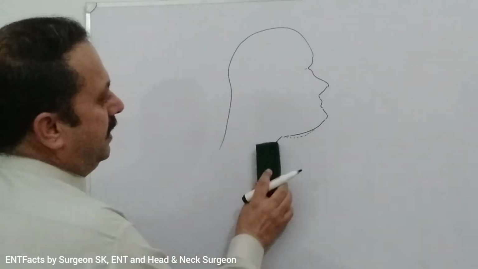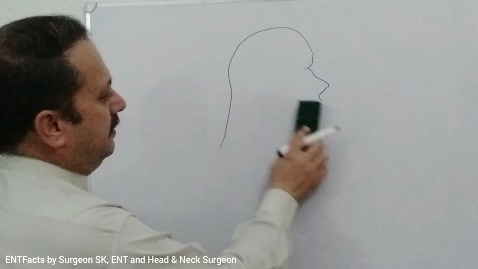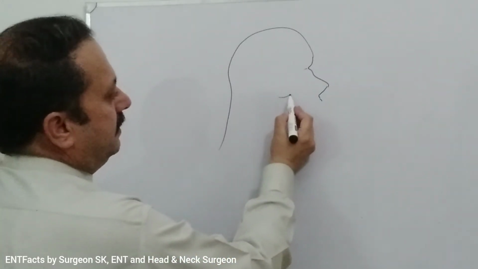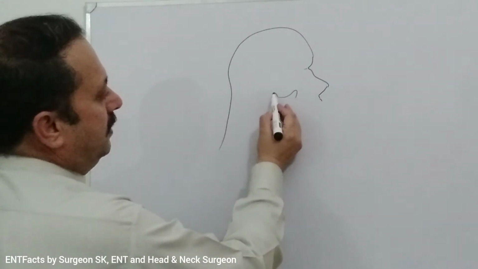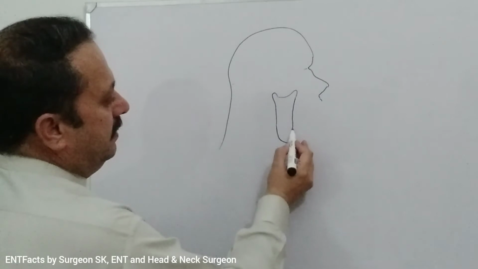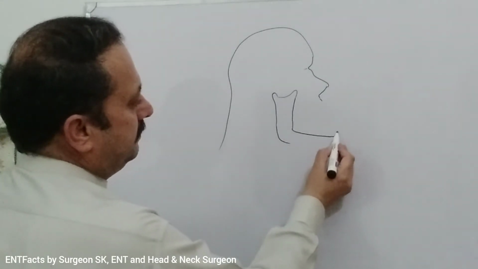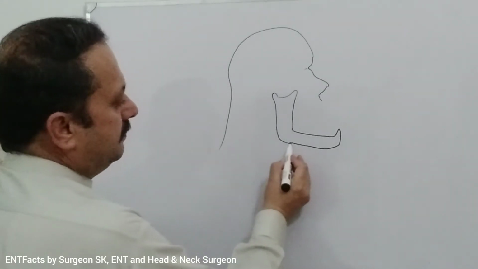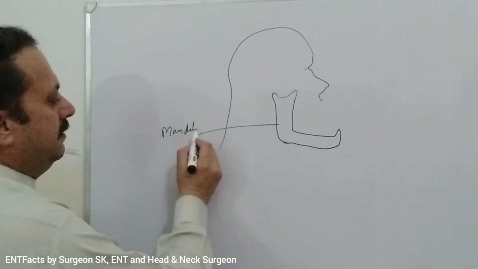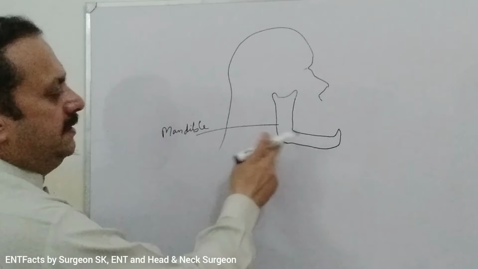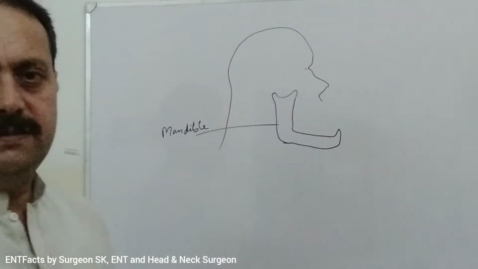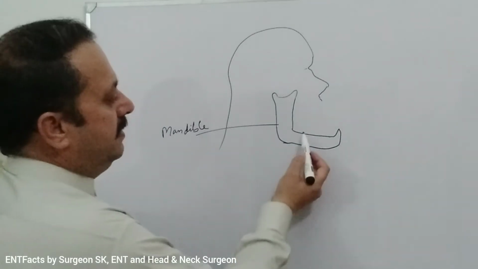So if I make this, anatomically, here lies a bone of the skull that is called the mandible. This is the only mobile and largest bone of the skull, which bears teeth here.